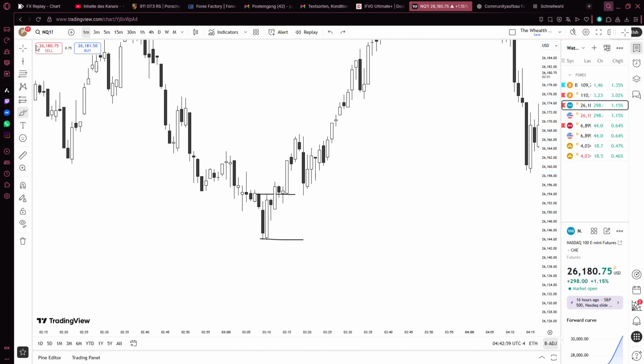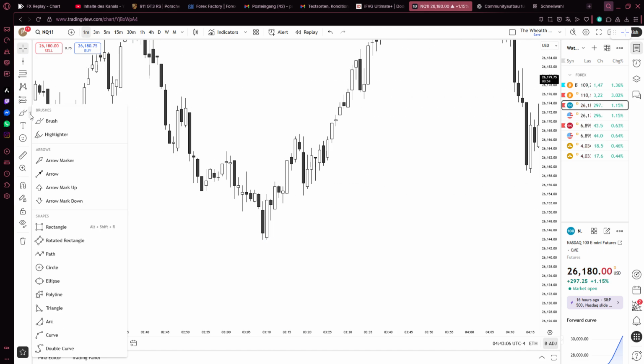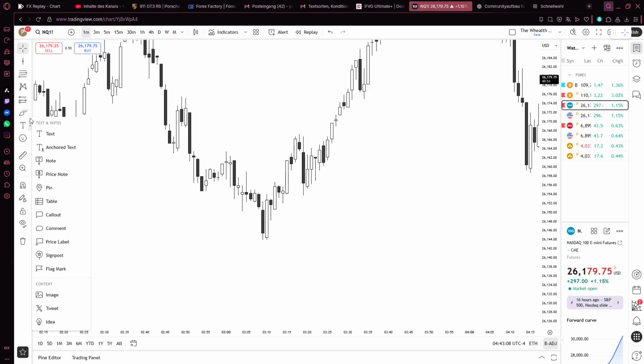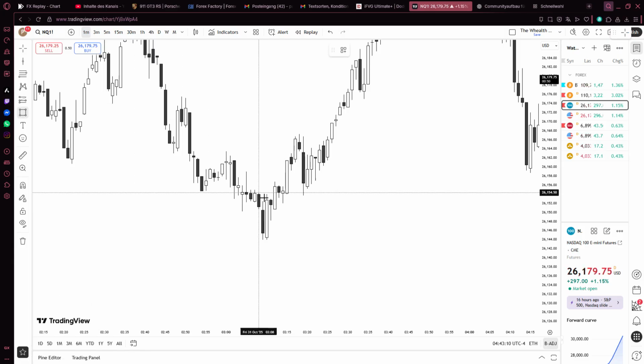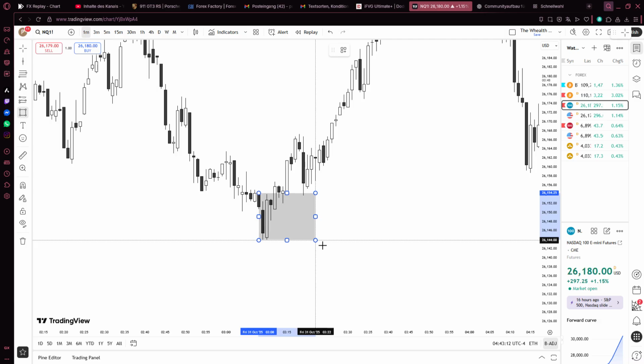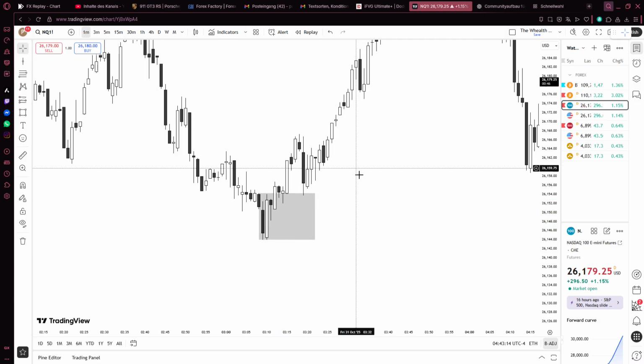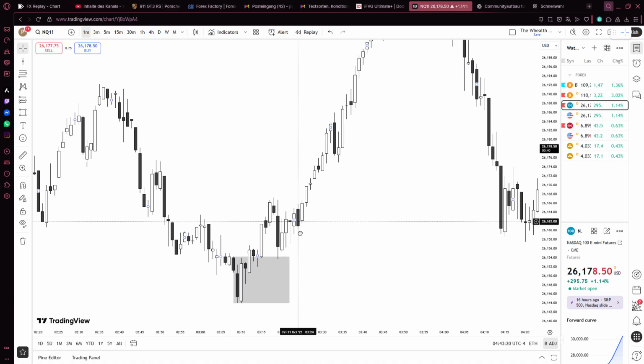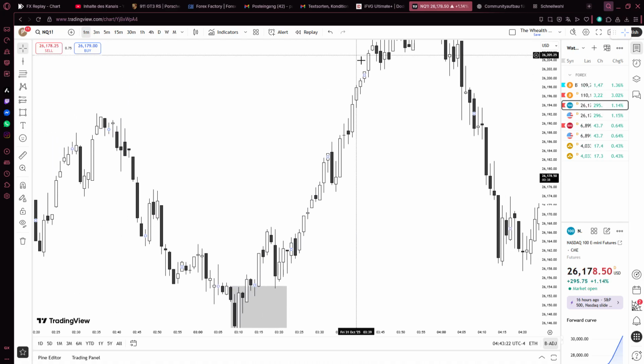I'm gonna draw it out a little better for you. So here, high to the low, and we tap into this order block perfectly, this retrace, and then we push out of it very heavily.